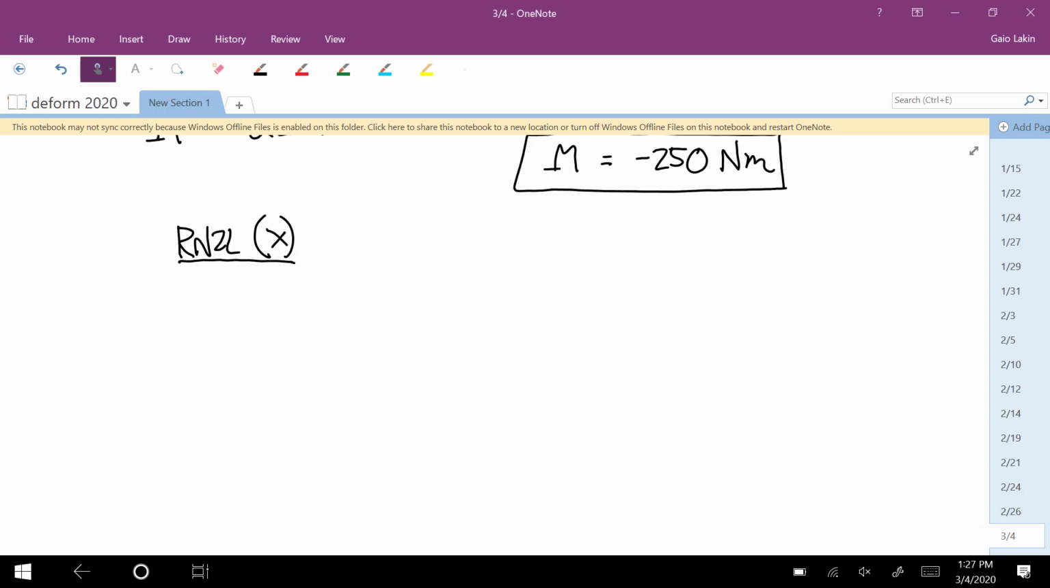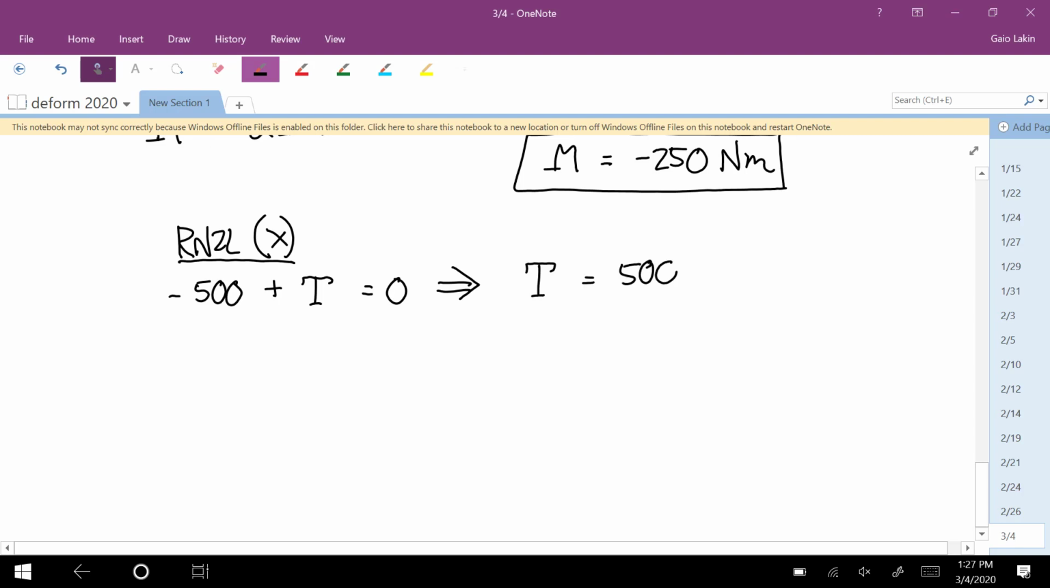So we have negative, what was it, 500, plus fancy T is equal to 0. So fancy T, that internal torque, is equal to 500 Newton meters.